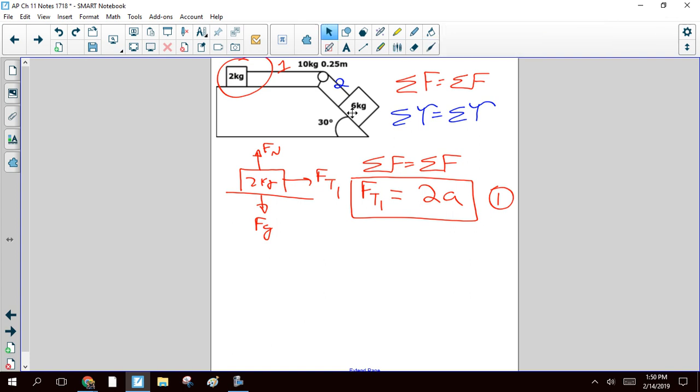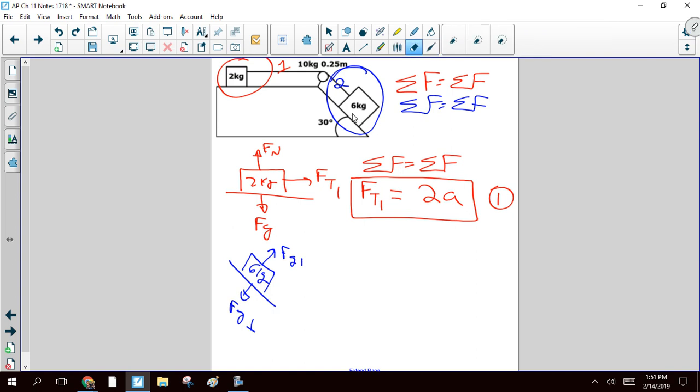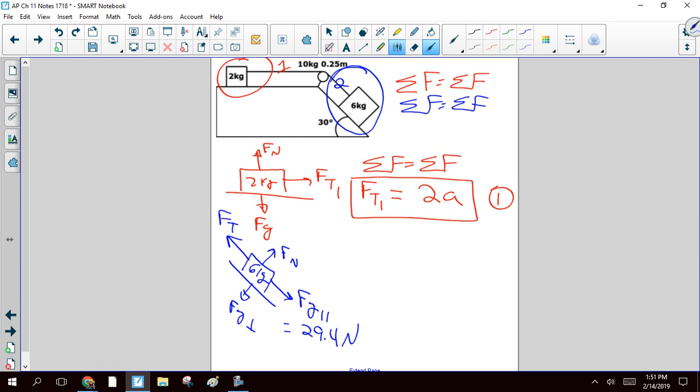Now equation number 2, in blue, is going to be another net force equals net force equation. For that guy, it's on an inclined plane, 6 kilograms. There's going to be an FG perpendicular and an FG parallel, and a normal force. Our FG parallel is going to pull down the hill. This guy's at 30 degrees, so it's 6 times 9.8 times the sine of 30, which gives you 29.4 newtons. And then you're going to have a tension force pulling up the ramp, which I'm going to call force of tension 2. In a minute, it'll be clear why tension 1 and tension 2 are not the same. So bear with me.